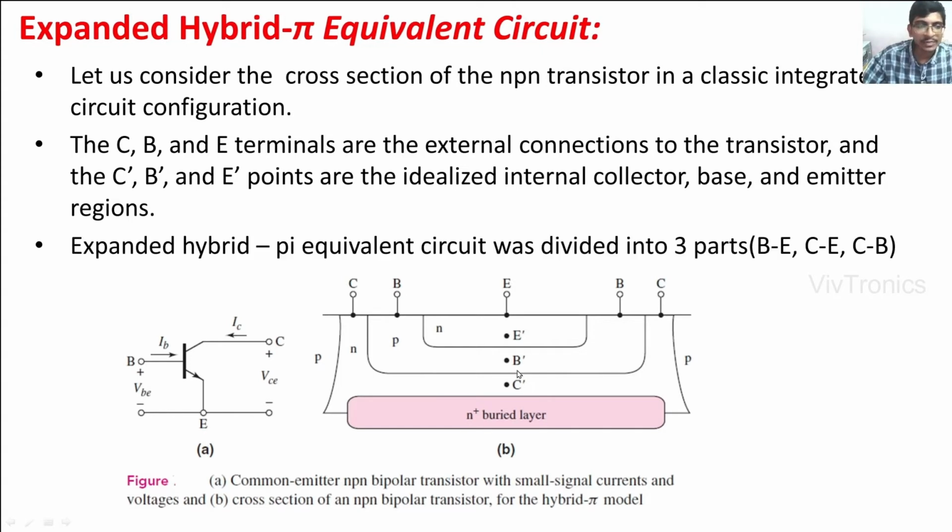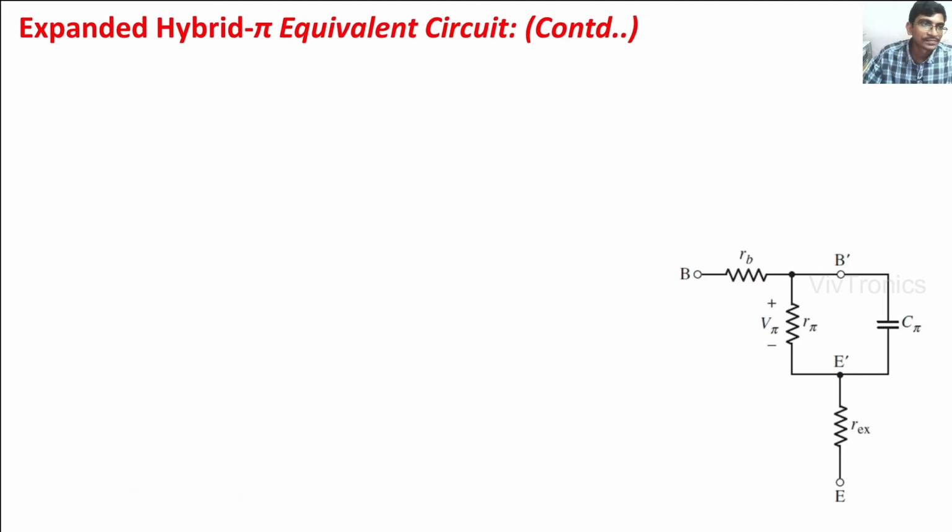The expanded hybrid pi equivalent circuit can be divided into three parts: one from base to emitter, another from collector to emitter, and another from collector to base. Like that we will derive the expanded hybrid pi model. Thereafter we can combine the three parts to get the complete hybrid pi equivalent circuit. Now this is the expanded hybrid pi model between the base and emitter.